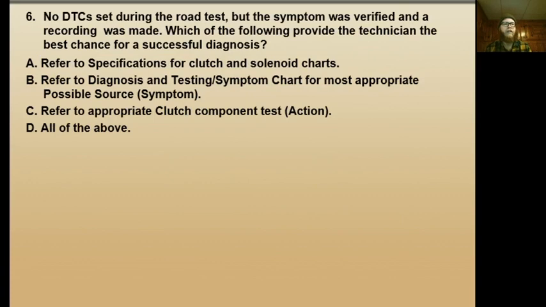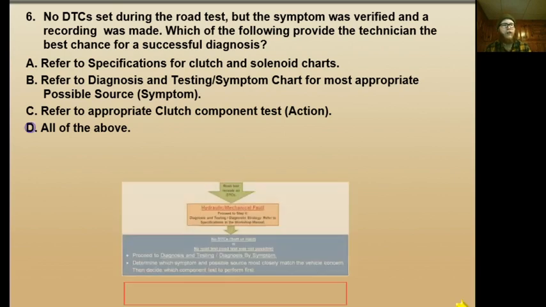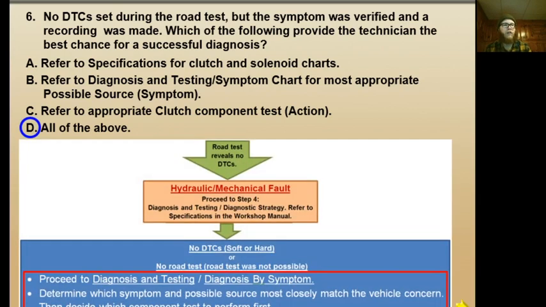No DTC set during the road test, but the symptom was verified and a recording was made. Which of the following provide the technician the best chance for a successful diagnosis? So no code, the symptom was verified, and you performed a recording. So what do you think? All of the above. Refer to specifications for clutch and solenoid charts.